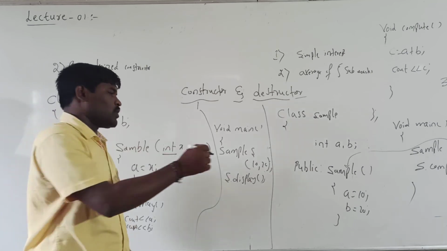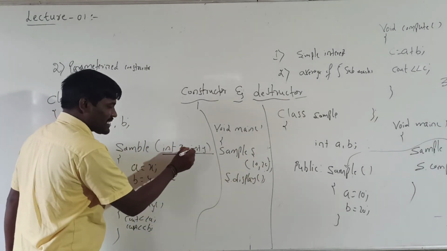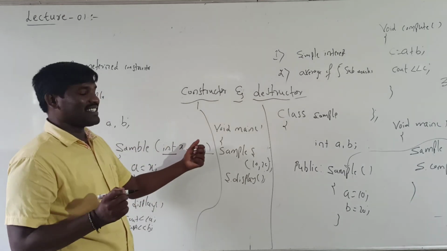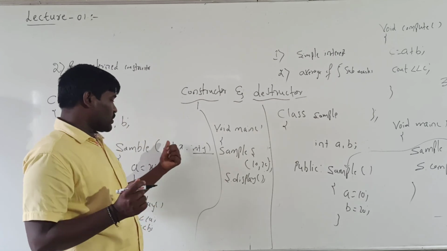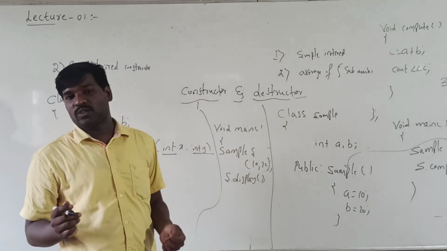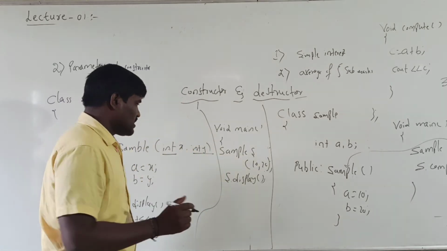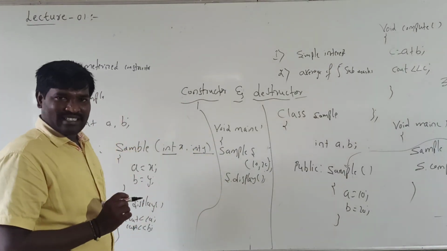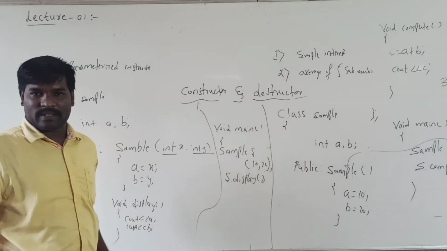So which type of values we have to pass will be decided by this data type. Here int x and int y is there. So that's why I can mention 10 comma 20. Suppose if I mention float x comma float y, it means here we have to mention decimal values. So it will call the parameterized constructor, meaning the constructor which takes one or more arguments.